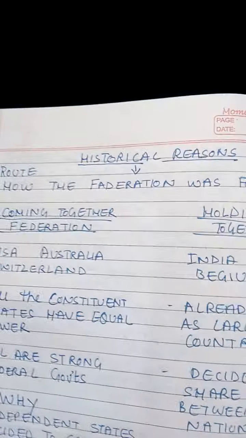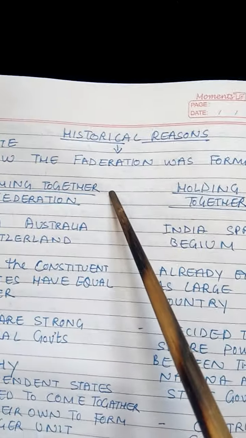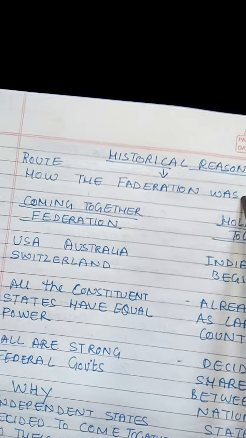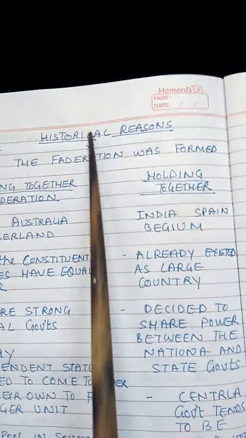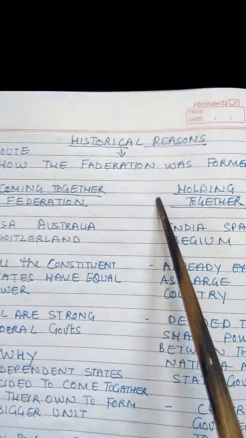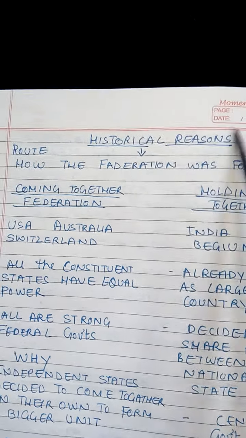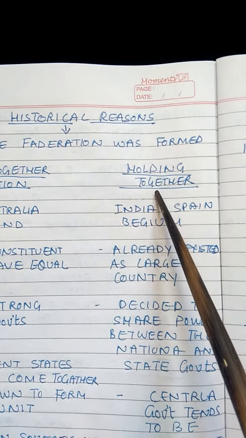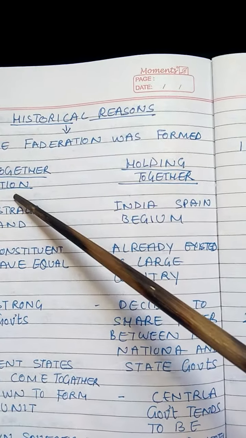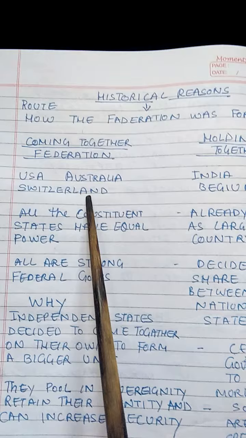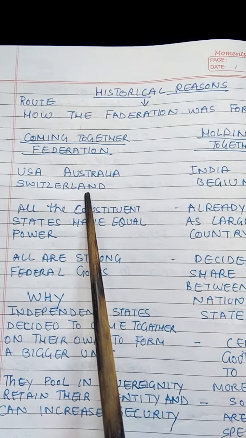Now, there is a reason behind this. Why the power of the center and the state varies, there is a historical reason. What historical reason is there? Children, there are two routes by which a federation was formed. One is a coming together federation, and second is a holding together federation. The big federations of today are formed either by coming together or by holding together. Let's discuss the coming together federation. Now, USA, Australia, Switzerland are examples of coming together federation.